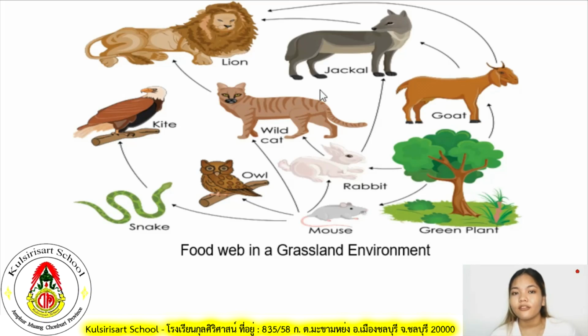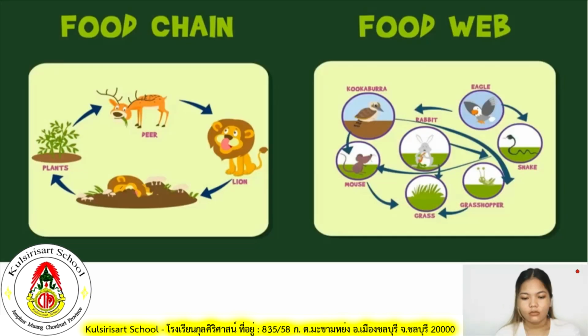Okay, so when all of this food chain combine together, they will form a food web. Now, remember that in a food chain, in a food web, there is always a producer, which is the plant, and there's always the consumer, which are the animals, okay? And the apex predator, or the biggest predator, or the biggest consumer out of all the animals. In this case, the lion.